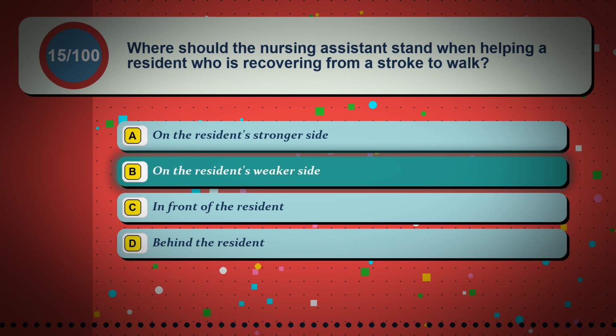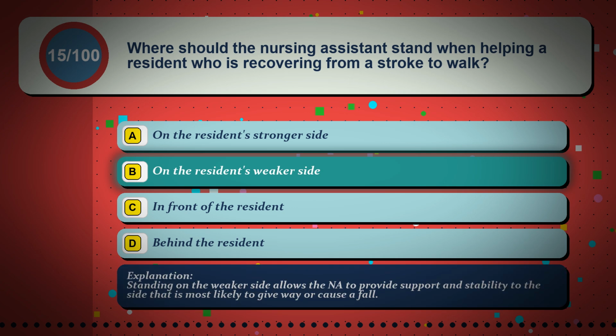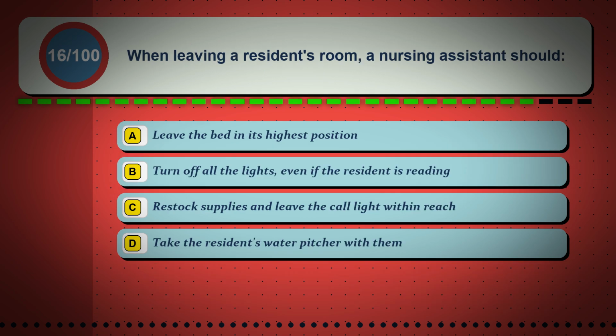The correct answer is option B. On the resident's weaker side. Standing on the weaker side allows the NA to provide support and stability to the side that is most likely to give way or cause a fall. Question 16. When leaving a resident's room, a nursing assistant should: Option A.